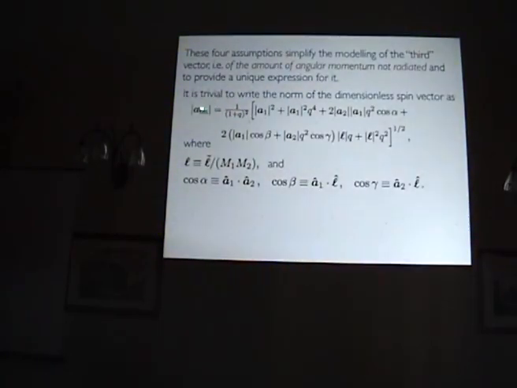So you can write the modulus of A in terms of the two spins, A1 and A2, the cross product, the cos alpha, plus the two projections onto L, so A1 dot L and A2 dot L, plus the norm of L. Alpha, beta, and gamma are three angles, so you can think that L is this vector, and then you have beta and gamma, and then you also have alpha between S1 and S2. That's all it takes.